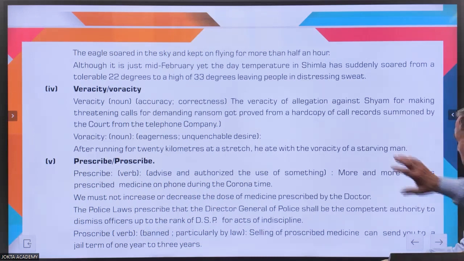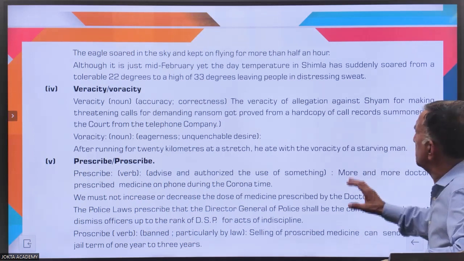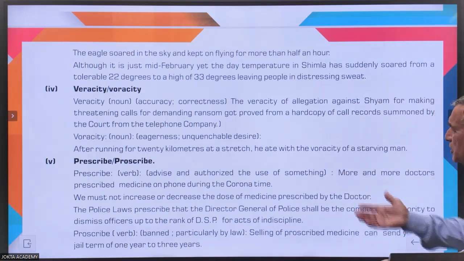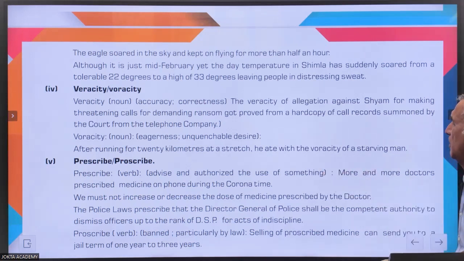Veracity means accuracy. The veracity of the allegation against Sham for making threatening calls for demanding ransom got proved from a hard copy of the call records. It is clear. Similarly, voracity means eagerness, an intense desire. After running for 20 kilometers at a stretch, he ate with the voracity of a starving man.